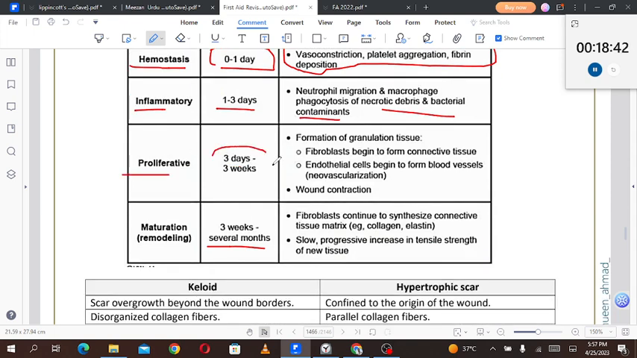Proliferative stage, that is from 3 days to 3 weeks. Formation of the granulation tissue. Fibroblasts begin to form the connective tissue. Endothelial cells begin to form the blood vessels, that is neovascularization, and ultimately there will be wound contraction.